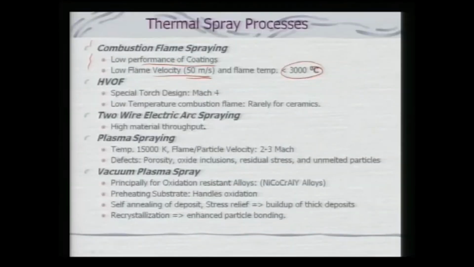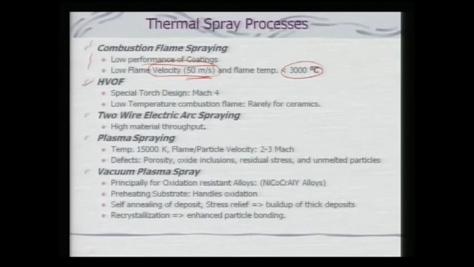So, melting ceramics becomes much more difficult, because for melting the ceramics we need to make them molten enough that they can be easily deformed plastically and then they can get deposited. So, that much heat is not available with the combustion flame spraying. So, it provides much lower performance of the coating. Also, the velocity is very low. So, the impact is not strong enough to fill all the pores which might be present on a rough surface.